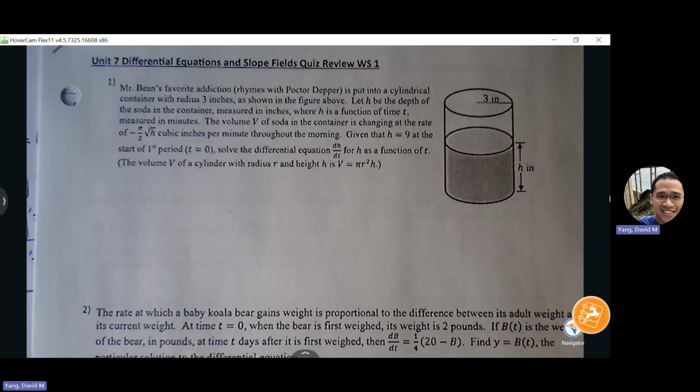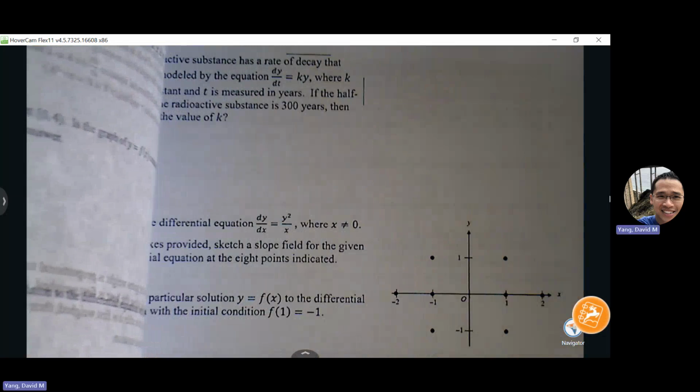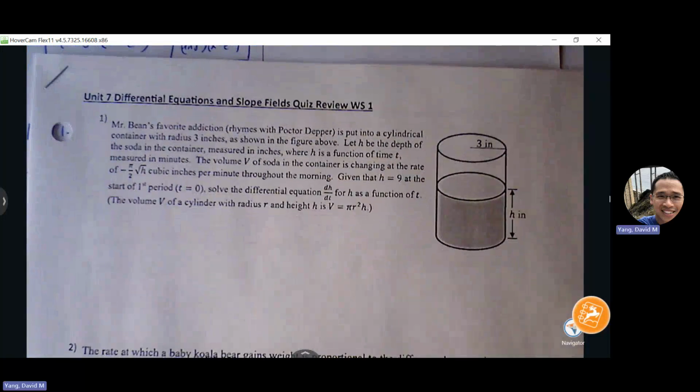We're going to start our quiz review today. Quiz will be on Friday. So it'll cover solving differential equations, slope fields, verifying differential equations. Okay. This will probably take us 2 days to get through. So we'll work on it today, work on it Wednesday, and then Thursday I'll try to put together another worksheet for you, and then Friday quiz.